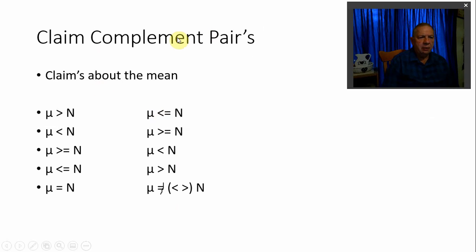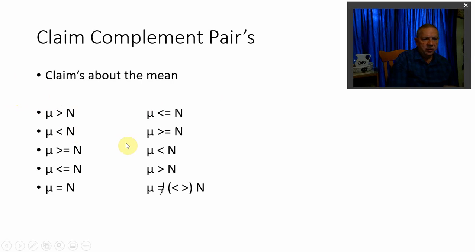So, claim complement pairs. Here are claims about the mean. I could use this one as the claim. I could say, well, the mean is greater than n. So I form a complement pair, mu is less than or equal to n. Remember in trichotomy days from your math, if I have two numbers, one could be less than the other, bigger than the other, or equal to the other. So there are actually three different conditions that we can do.